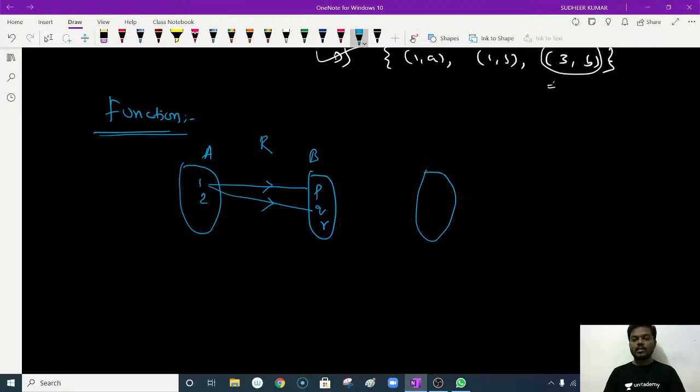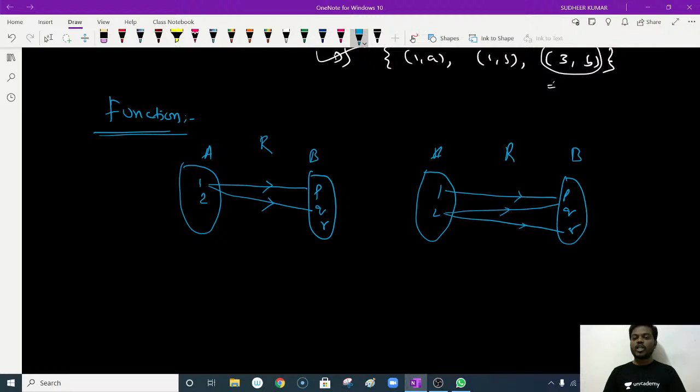And the next one is A and B. So 1, 2, here it is p, q, r. Suppose set A consists of the elements 1, 2 and set B consists of p, q, r as the elements. Then we can see that, right? Now, if we take 1 is associated with p, 2 is also associated with p, and 2 is also associated with r.